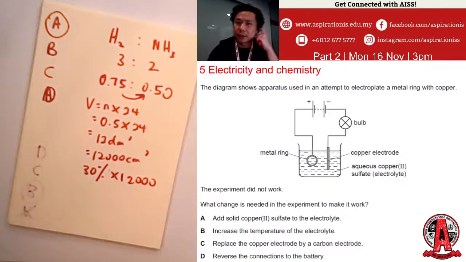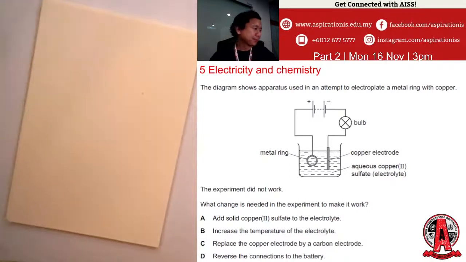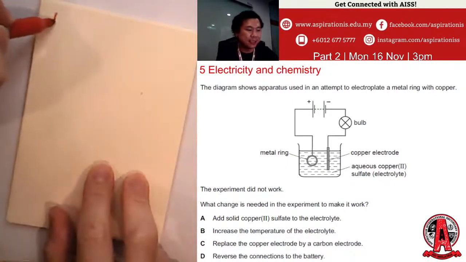Okay, so that's stoichiometry. Now we are going to electrochemistry. What do you think is wrong with this setup? Can I see some answers? What do you think is wrong with this setup? D. Absolutely right. The answer for number 5 is D.